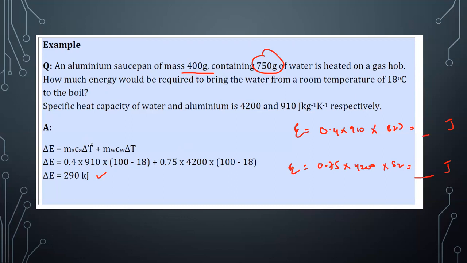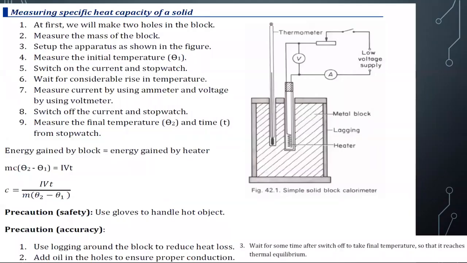Is it clear how we work out the energy absorbed by water and aluminium as the temperature changes from 18 degrees centigrade to 100 degrees centigrade? Then you should be able to plan an experiment to work out the specific heat capacity. As you can see, the formula for specific heat capacity is energy divided by mass into temperature change.